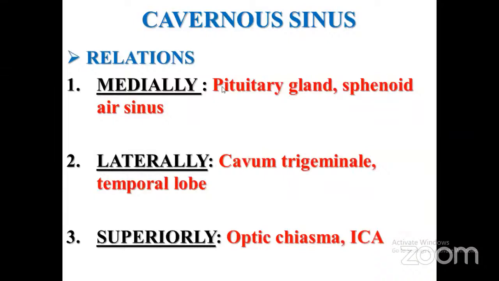Coming to the relations, as we discussed, it has important relations. Medially, you will see the body of the sphenoid with the sphenoid sinus and pituitary gland. Laterally, the cavum trigeminale and uncus of the temporal lobe. Superiorly, you'll see the optic chiasma and internal carotid artery. The internal carotid artery will form an S-shaped siphon. It will pass through the sinus, then move vertically upwards like a hissing cobra. We call it the carotid siphon. It will enter between the anterior clinoid process and middle clinoid process, and then it gives terminal branches.